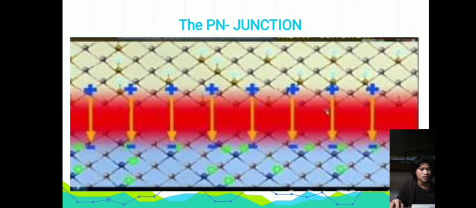So, what happened to our n-side, which is the one on top, is it became slightly positive. Then the p-side became slightly negative.